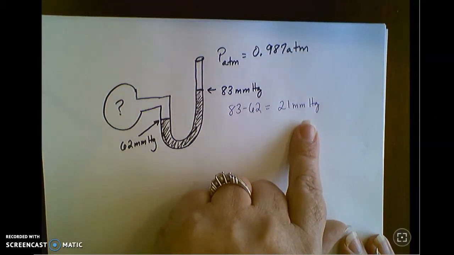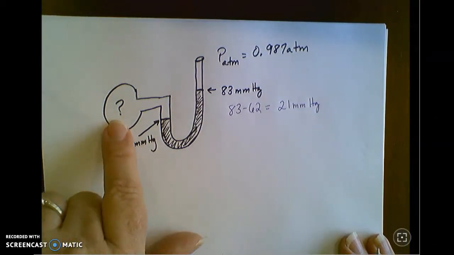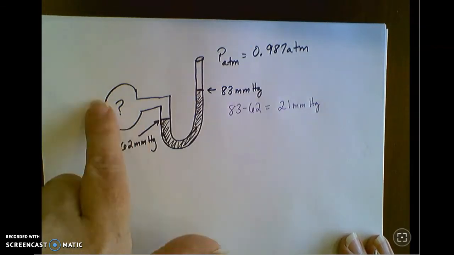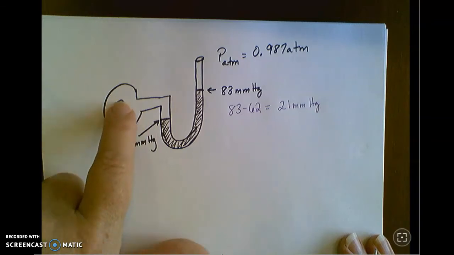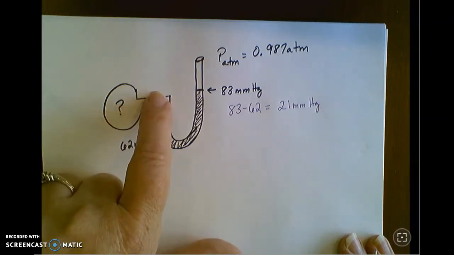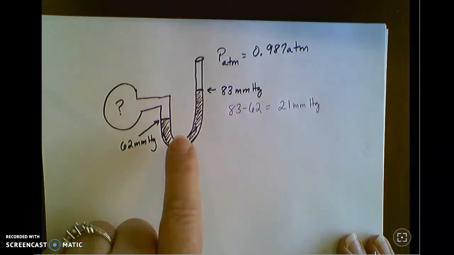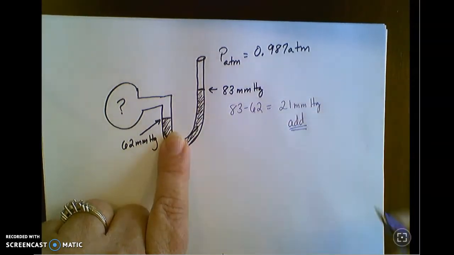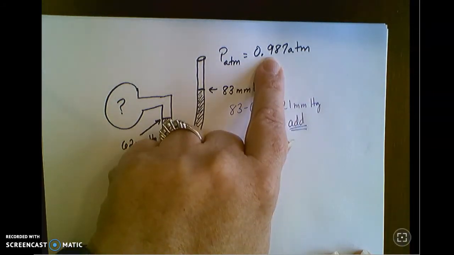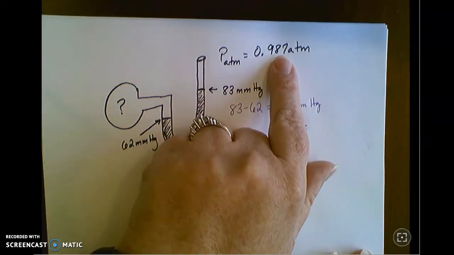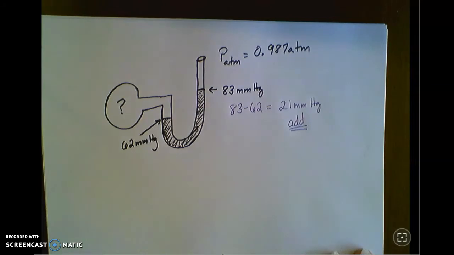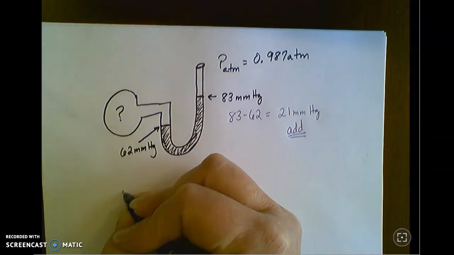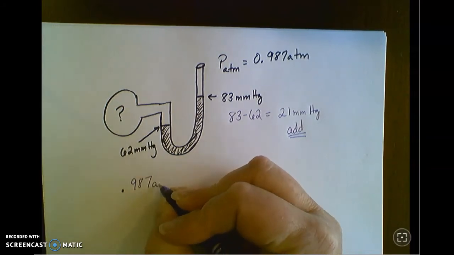And so then I analyze, is the trapped gas pressure higher or lower than the atmospheric pressure? Looking at the setup here, this side is lower, this gas is pushing harder against the atmosphere. So I know that this is an addition problem. I'm going to add 21 millimeters to the atmospheric pressure, but I can't add it to the atmospheric pressure with the pressure in atmospheres. So for this particular one, I've got to do one more step. I just have to do a conversion. So 0.987 atmospheres.